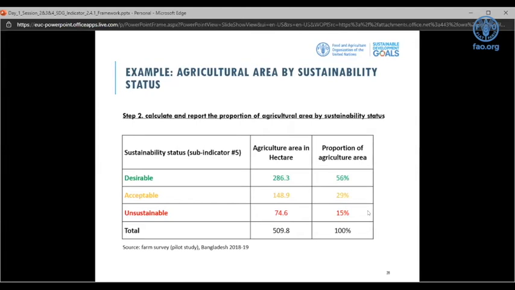The last step for each sub-indicator is the same. Once we have classified the agriculture holding, and by that reasoning the agriculture land area that it owns, manages, or operates, we then aggregate the areas classified as green, yellow, and red, and then we divide it by the nationally representative agriculture land area to calculate the proportion of area that are green, yellow, and red. So now let me show you the Excel sheet.